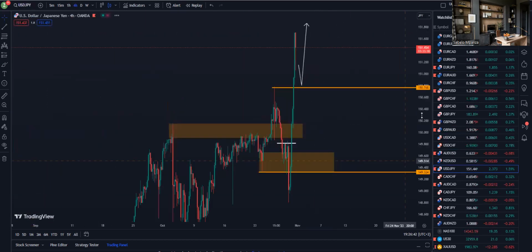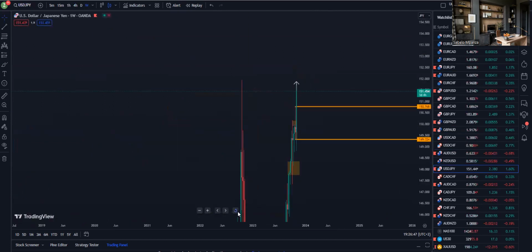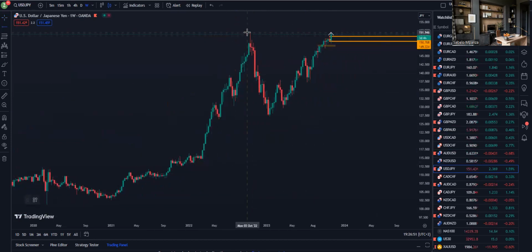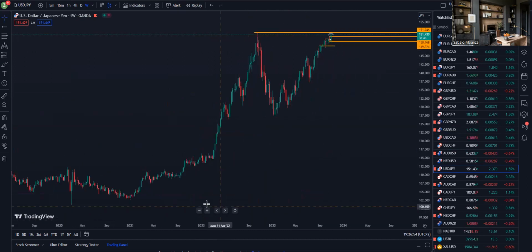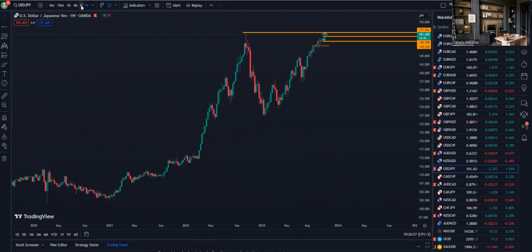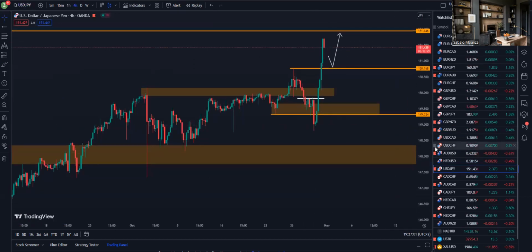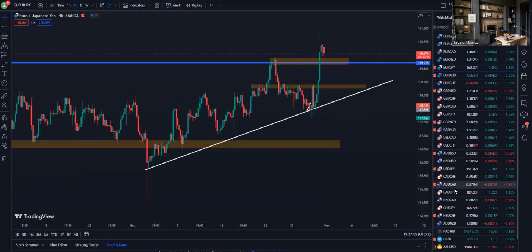US dollar JPY, I think it's making the new... No, it's not making the new high. It's currently going to make a big double top there. But this one, same thing applies as with the Euro JPY. I don't trust it.